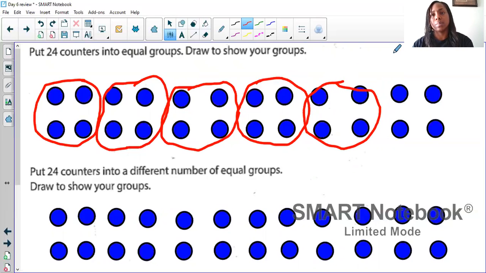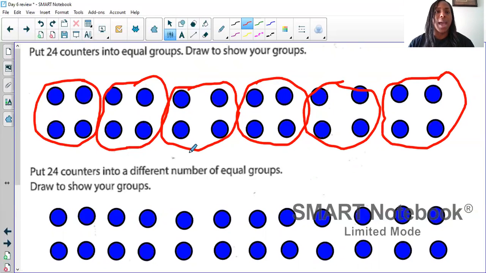Oopsies. Move that out the way. We'll circle our last group here. All right, so how many equal groups do you see? I see 1, 2, 3, 4, 5, and 6 equal groups. So there are 6 equal groups of 4. Very good.